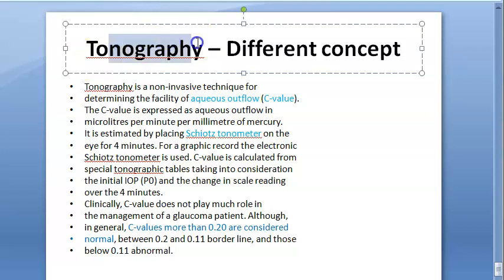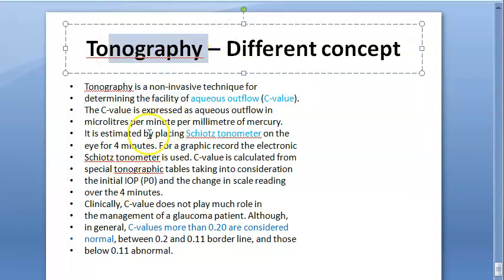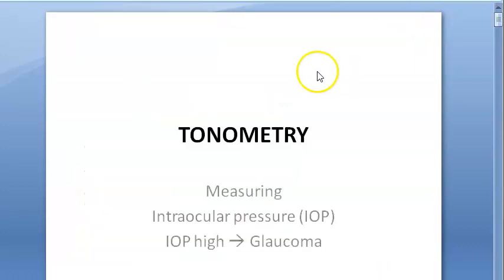Guys, remember tonography has nothing to do with tonometry. Tonography is actually measuring the aqueous outflow. It's a different concept, okay? Don't get confused. Tonography is about the outflow. But what we looked at is tonometry, measuring the intraocular pressure. Okay. Bye bye.